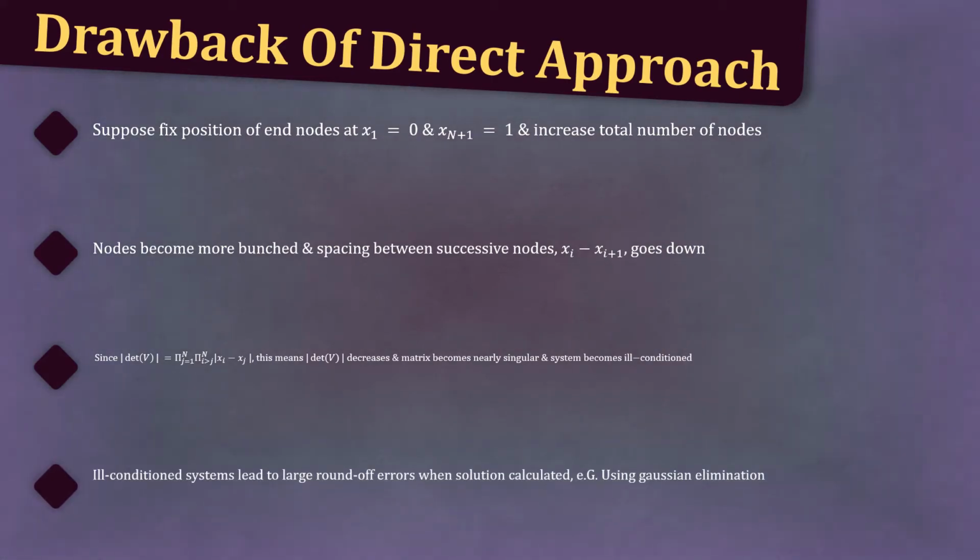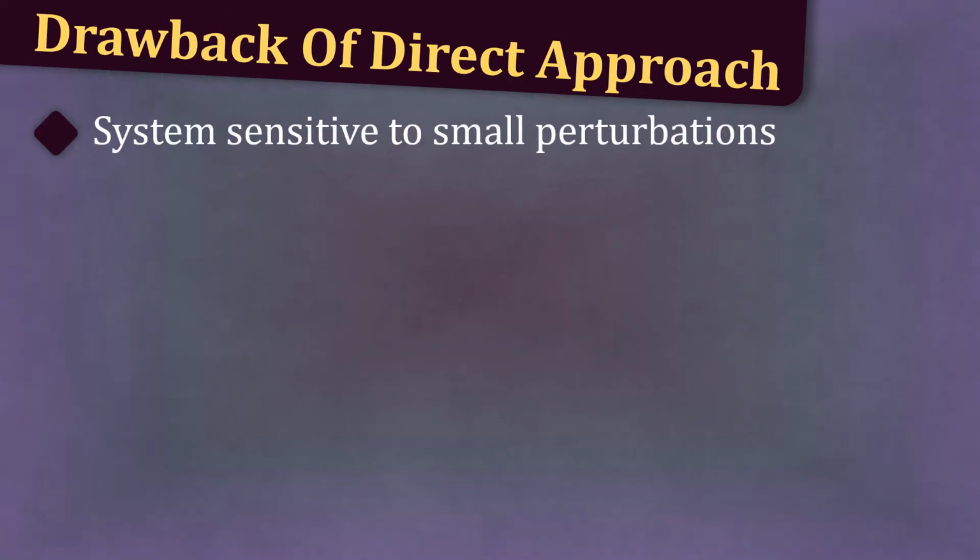Ill-conditioned systems lead to large round-off errors when a solution is calculated, for example using Gaussian elimination. Also, the system is sensitive to small perturbations. Instead, let's discuss Lagrange interpolating polynomials.